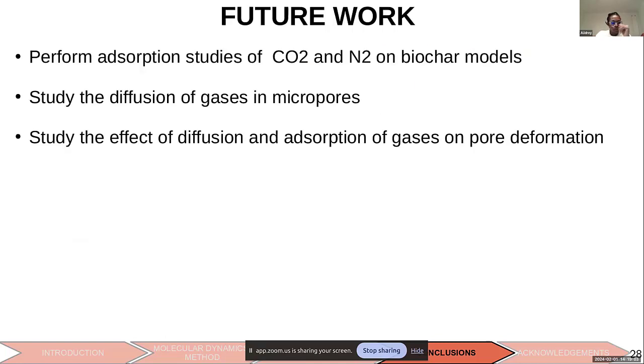For future work in this study, we plan to do adsorption studies of CO2 and nitrogen, which are gases mostly used to sample micropores, and then to study how the diffusion of gases happens in these pores and how it affects the pore deformation in these biochar materials.